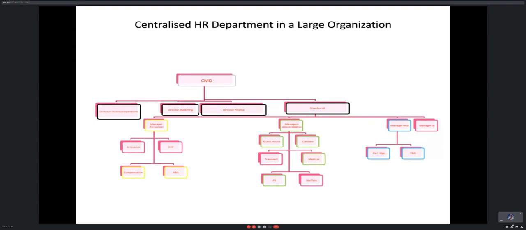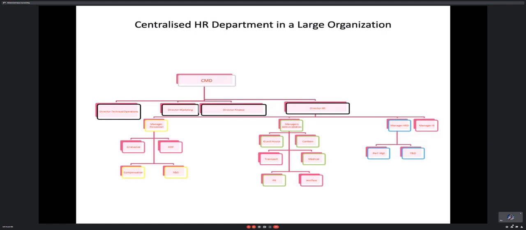Then we have a manager, IR. IR, as we said, is a firefighting function. Here, industrial relations, as we all know, is to be maintained. The organization has to maintain a harmonious relationship between the management and workers, because normally the interests of those who are running the organization and of the workers are contradictory to each other.